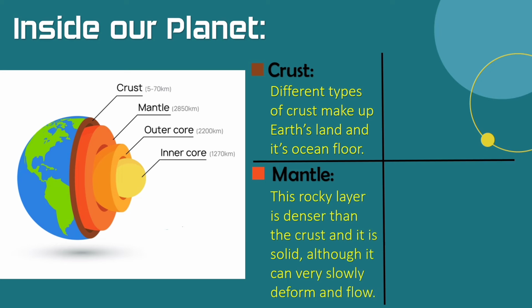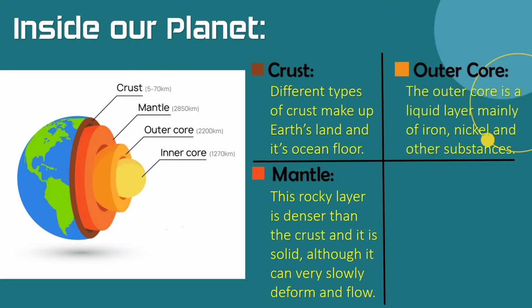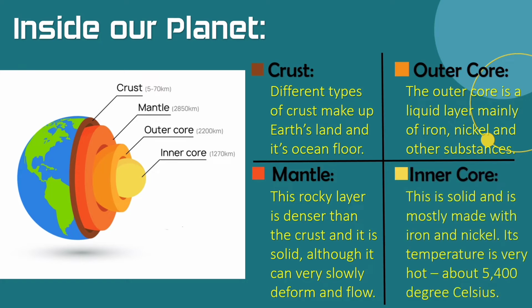Mantle. This rocky layer is denser than the crust and it is solid, although it can very slowly deform and flow. Outer core. The outer core is the liquid layer mainly of iron, nickel and other substances. Inner core. This is solid and is mostly made of iron and nickel. Its temperature is very hot, about 5400 degrees Celsius.